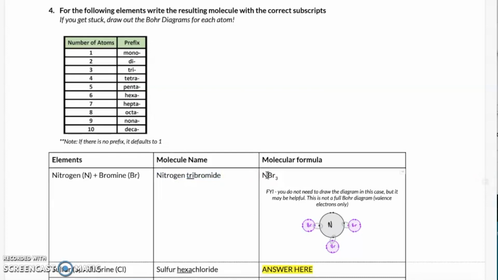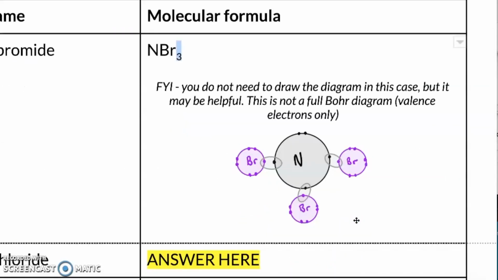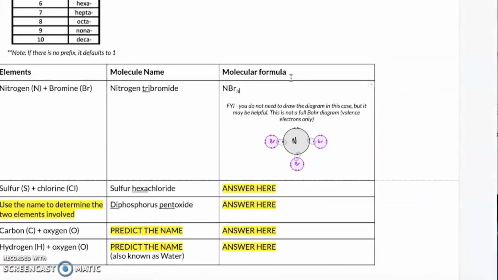We would write that as N for nitrogen, invisible 1 that I don't even have to write, Br for bromine, with a little subscript 3, reminding me there are 3 bromine atoms. We've included the diagram to actually show what nitrogen bromide would look like in terms of Bohr models, where there's sharing going on between bromines and nitrogen. This is a helpful tool, especially for some of these problems.